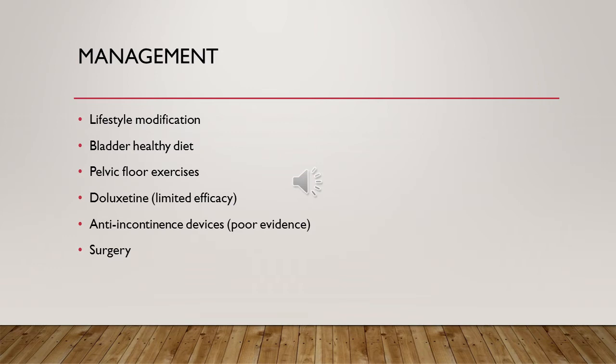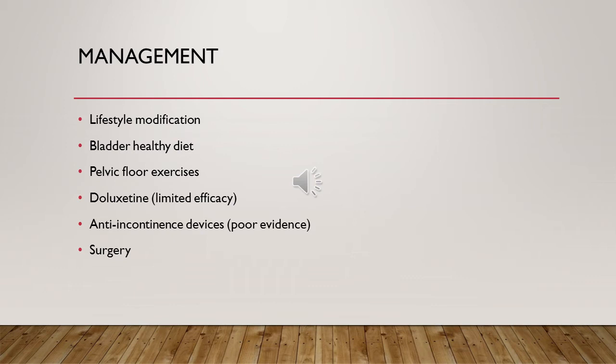For stress incontinence, the first line of management would be lifestyle modification. So we ask the patient to reduce weight if her BMI is more than 30, stop smoking, reduce alcohol intake, and increase exercise every day, at least 30 minutes. It was shown that these lifestyle modifications help a lot of patients with stress incontinence.